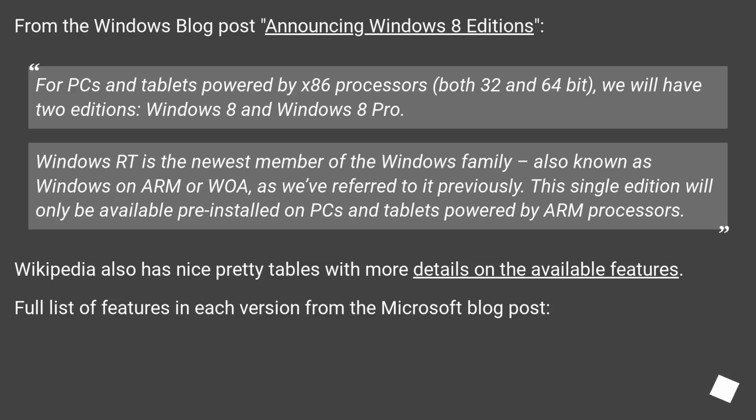From the Windows blog post announcing Windows 8 editions: For PCs and tablets powered by x86 processors, both 32 and 64-bit, we will have two editions, Windows 8 and Windows 8 Pro. Windows RT is the newest member of the Windows family, also known as Windows on ARM or WOA, as we've referred to it previously.